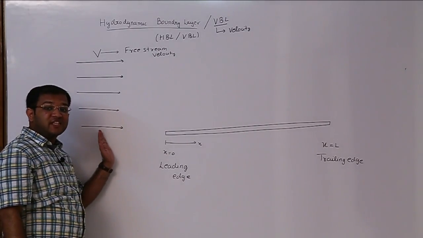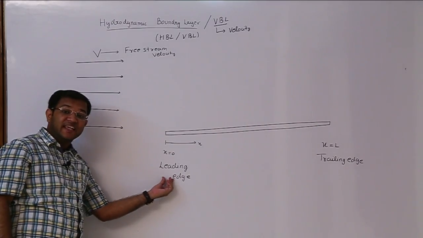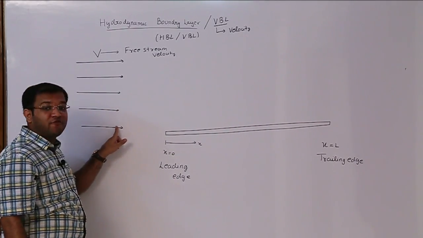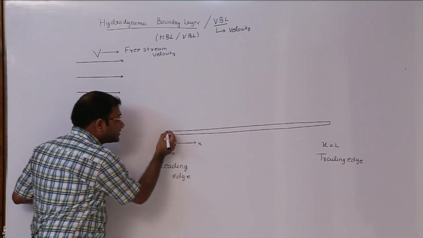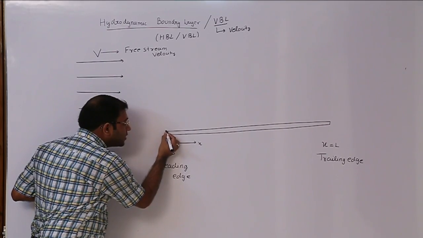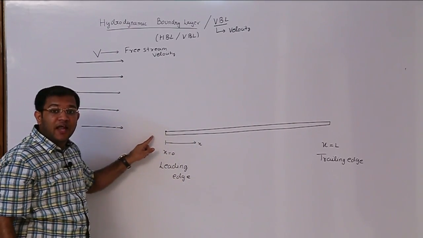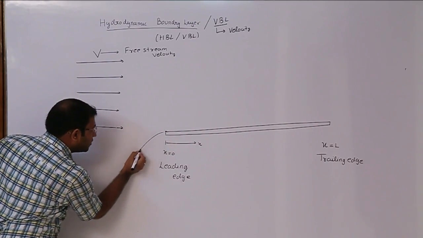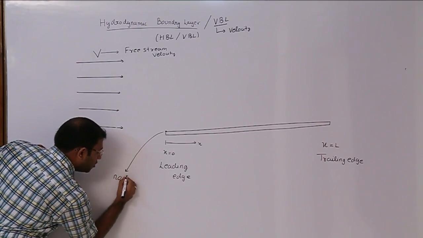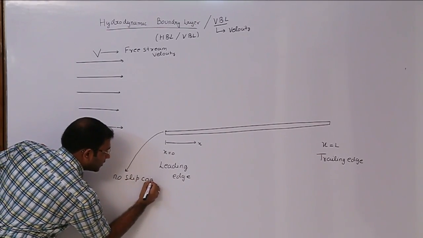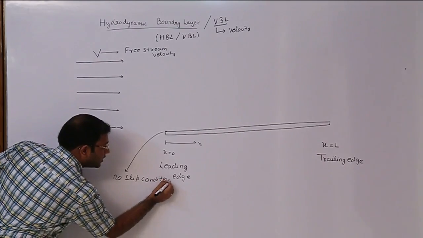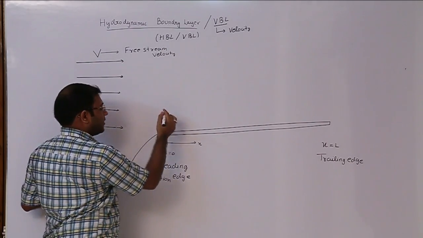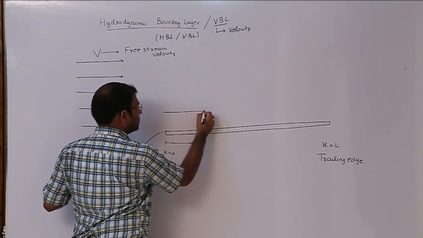Now see, when this fluid approaches the leading edge of this plate, what will happen? The layer of the fluid adjacent to the solid surface will stick to it, and this is known as the no slip condition. And the layer above the static layer will have velocity V.